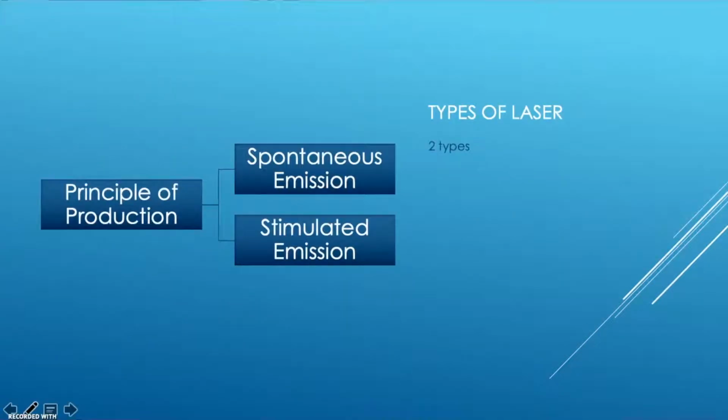So, there are 2 types of laser. These types of laser are determined by their principle of production. The first principle of production is spontaneous emission, and the second one is stimulated emission.